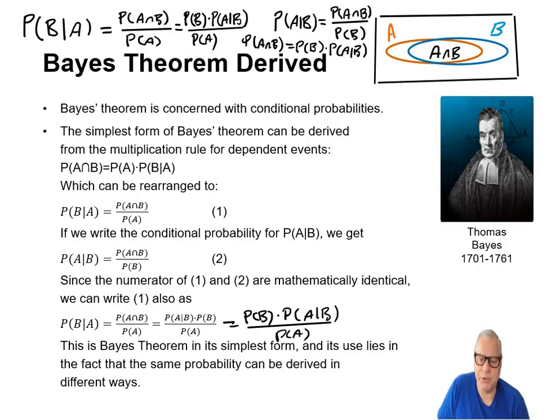I actually prefer to write it like this, because it looks so familiar to the probability of dependent events. But anyhow, this is Bayes' theorem, and its usefulness lies in the fact that the same probability can be derived in different ways. And let's just stop here and then dive into a couple of examples.